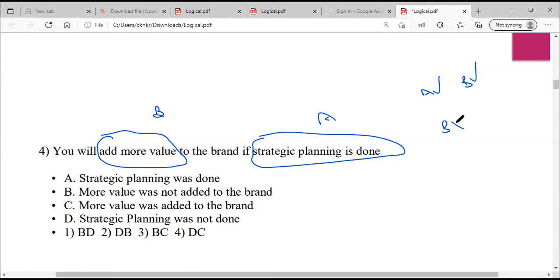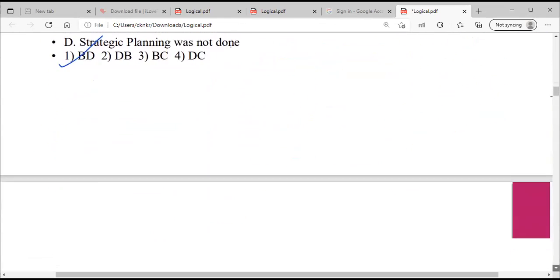What is the second logic we worked? When B doesn't happen, A will not happen. B should not happen. More values are not added. Where is the statement? More values were not added. That is B for Bombay. Then strategic planning was not done. Where is the statement? D. B for Bombay, D for Delhi. Yes, we have. So your answer is B for Bombay, D for Delhi. Your answer is the first option. Am I clear, friends? So in the if A then B case, till now we solved 4 questions here.